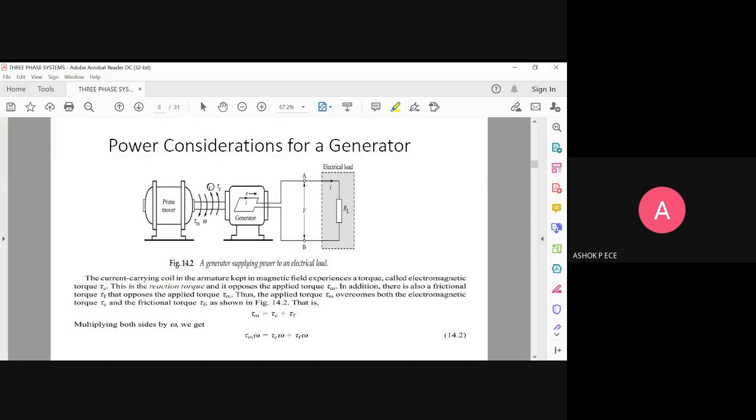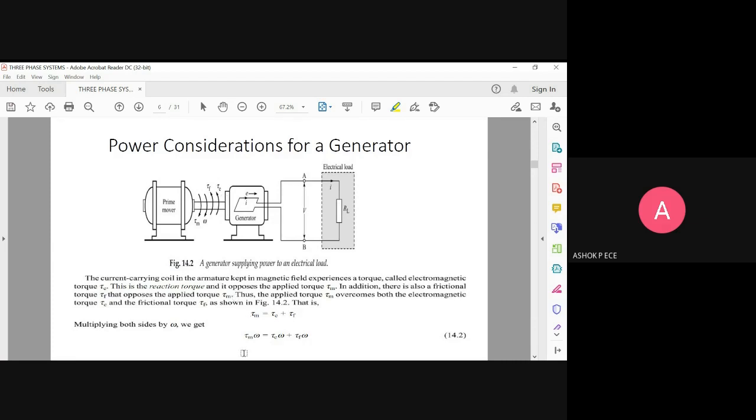Remember, this tau v is developed only if you use the device as a motor, when you apply electrical power. But since here you are rotating the shaft with tau m, this tau v will be developed in the opposite direction, because it has to oppose the source. That is the reason tau m and tau v are in opposite directions. Tau f and tau v are in the same direction because of friction. By the law of conservation of energy, tau m equals tau f plus tau v. The torque in the clockwise direction equals the sum of the torques in the anti-clockwise direction.